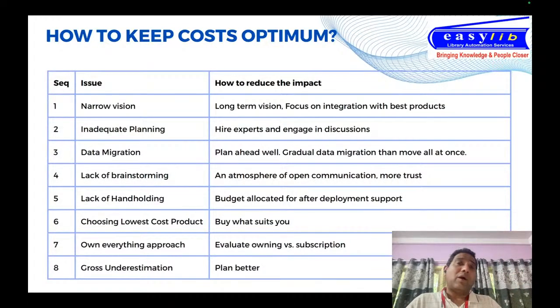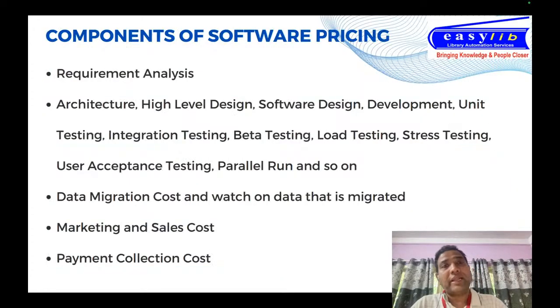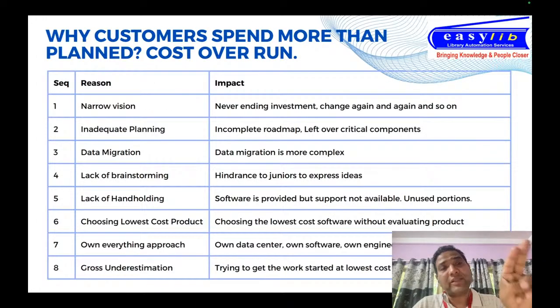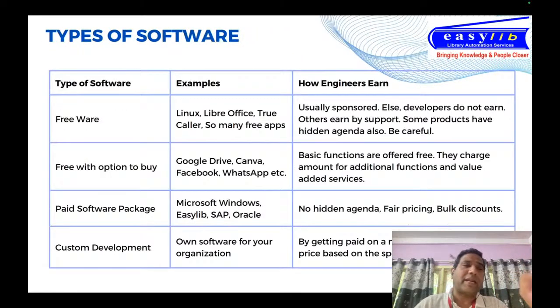Okay. All right. So this much was the theory for today. First we covered the types of software: freeware with option to buy, paid software, and custom development. Then we went over how software companies do the pricing. Then we covered the issues that cause cost overrun and how you can avoid that. Now, for the purpose of this discussion, our focus, Easylib is a company in this category.